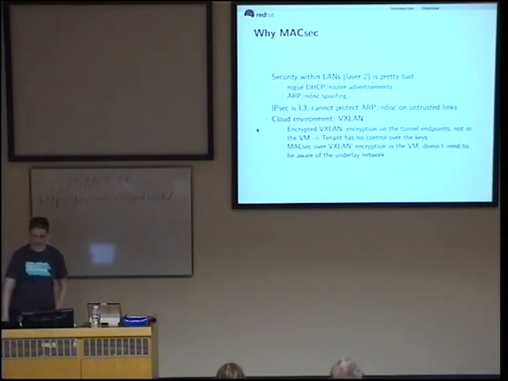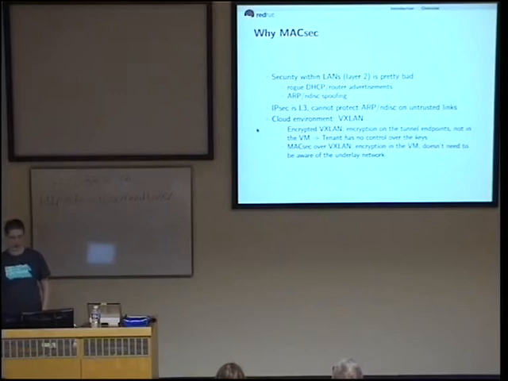So why would you want to use MACsec? Well, our security in LANs at layer 2 is not really good. You could have some rogue DHCPs, some rogue router advertisements, and it's pretty easy to do some ARP and NDisc spoofing. So you might want to secure your LAN. IPsec is only at layer 3, so you cannot protect your ARP and NDisc traffic if you have untrusted links.